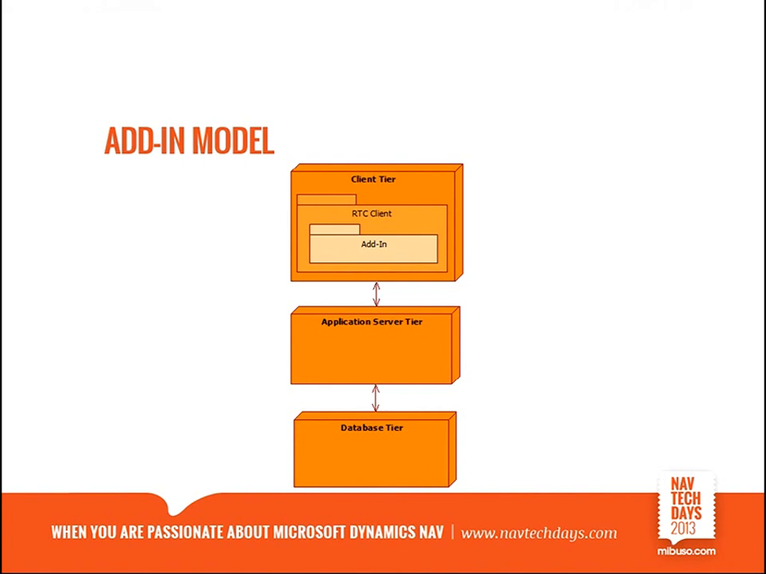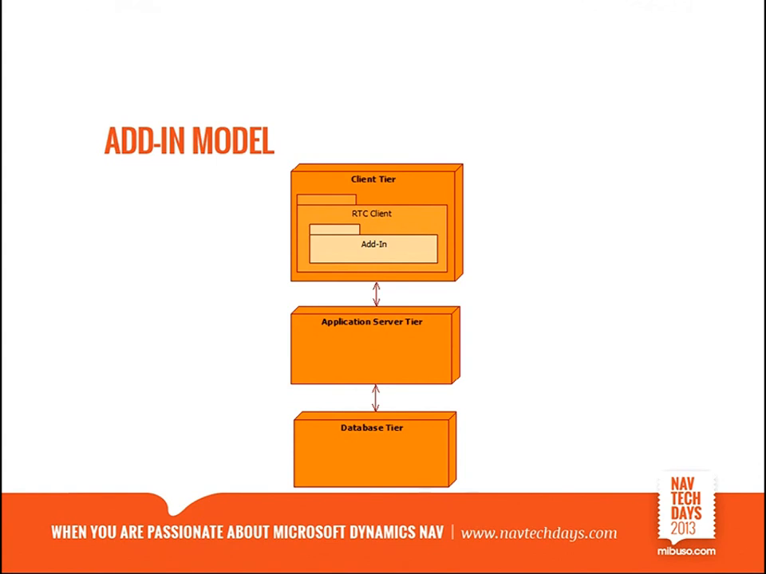About the add-in model, here I just drew the simplest picture I could draw, the technical part of how add-ins look in the big picture in NAV. Of course, NAV is a model view control, 3-tier application. At the bottom we have a database tier, then the application server tier, and the client tier.